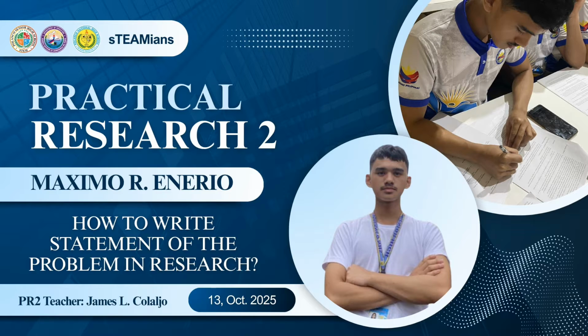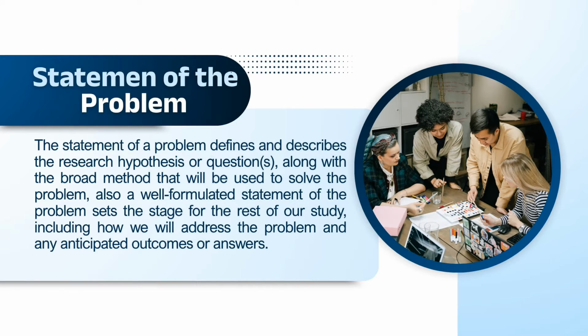Statement of the problem, also known as SOP. What is this, and what is the importance of this part in research? The statement of the problem defines and describes the research hypothesis or questions, along with a broad method that will be used to solve the problem. Also, a well-formulated statement of the problem sets the stage for the rest of our study, including how we will address the problem and any anticipated outcomes or answers.